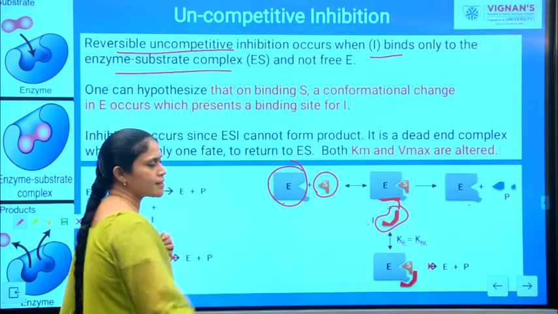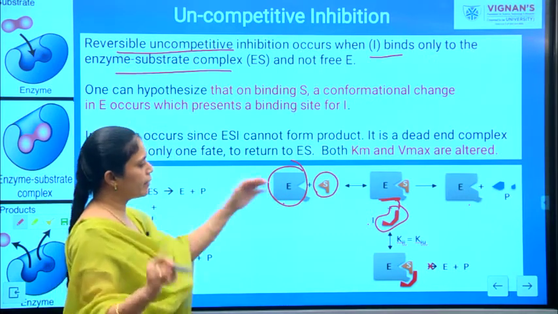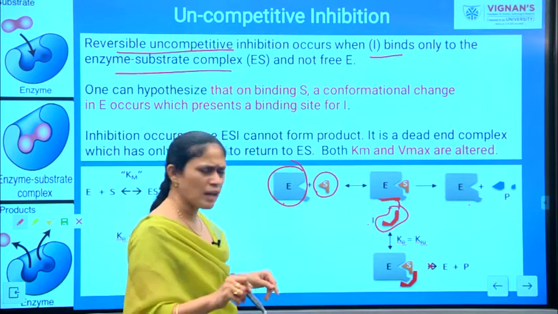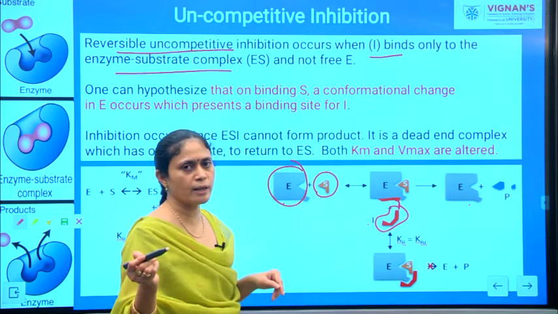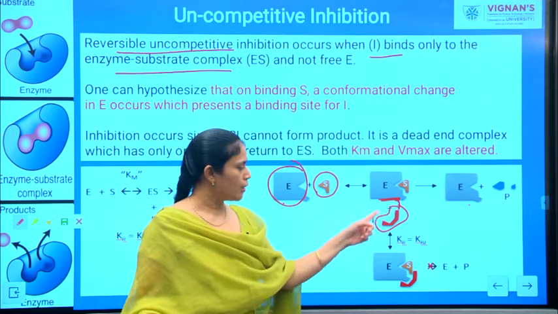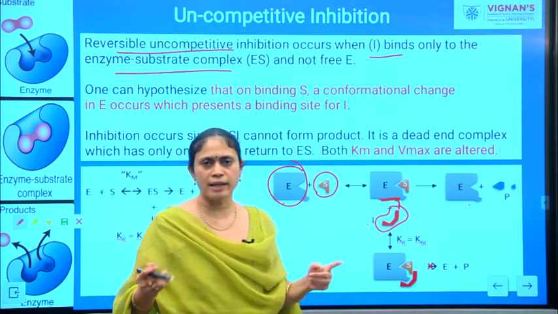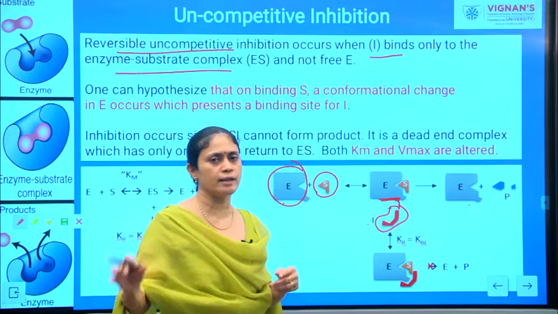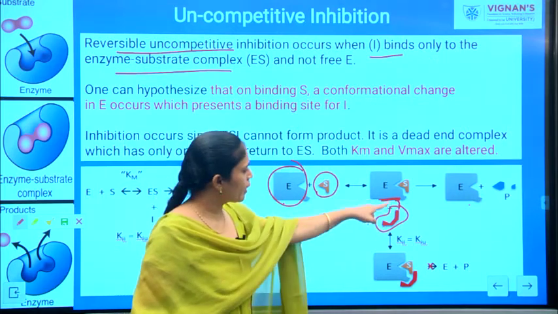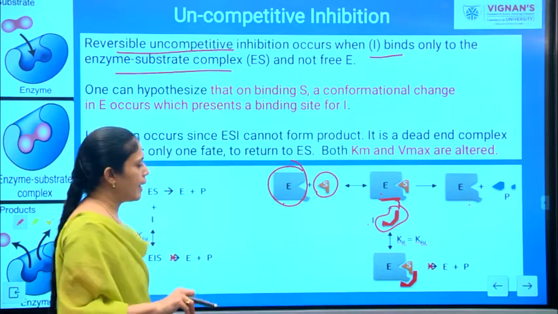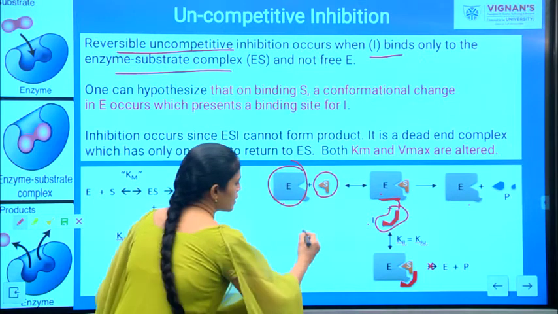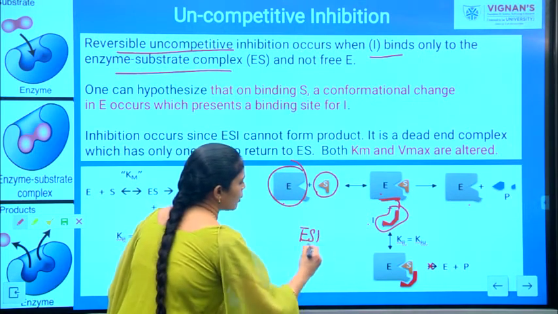It is not going and binding to the enzyme. It has more affinity and it will be going and binding to the enzyme substrate complex. That means, can you guess where this inhibitor is going and binding? As you know, the substrate is generally binding to the active site of the enzyme. If your inhibitor should bind to the enzyme substrate complex, it should bind to another allosteric site of your enzyme. So your inhibitor is going and binding to the allosteric site of your enzyme in order to form your enzyme substrate inhibitor complex. So it is nothing but your ESI complex.